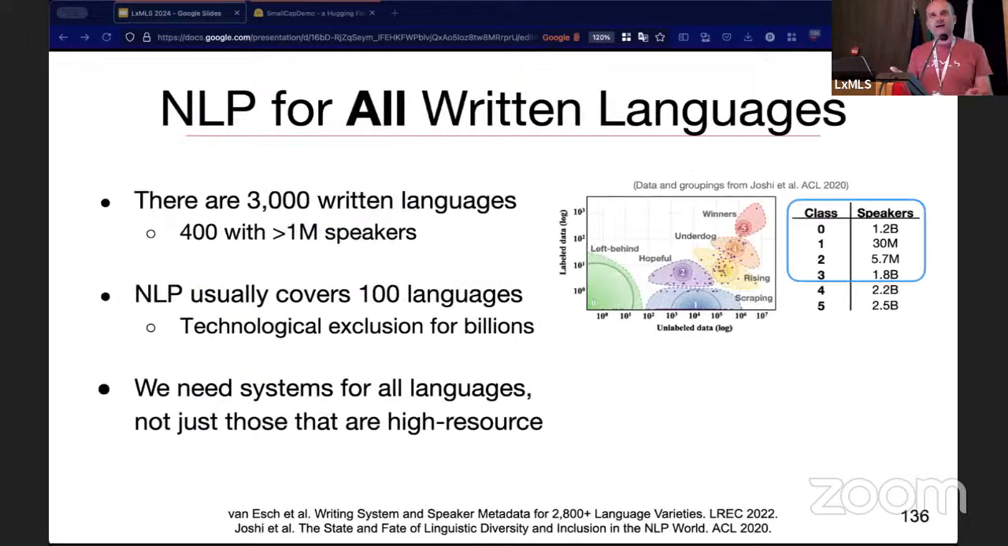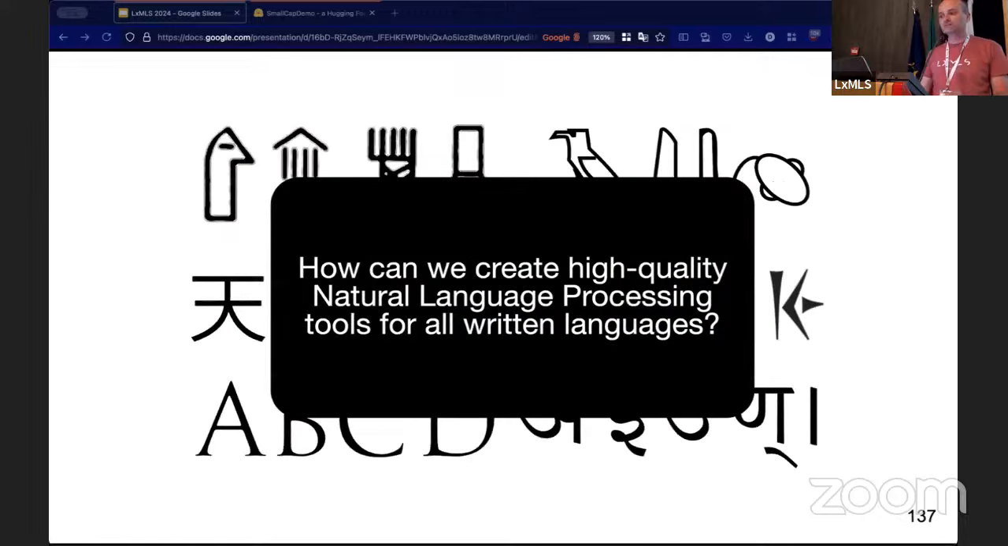And one thing I'm really passionate about is, instead of thinking about scale, to think about NLP for all written languages. There are 3,000 written languages in the world, of which 400 have at least 1 million speakers. And NLP has typically been covering about 100 to 150 languages, which results in technological exclusion for billions of people, as shown in this image here by Yoshi and colleagues. I think that we need to be able to create systems that people can use by themselves and develop within their own local contexts for languages that are not just high resource. And that's the question that we're trying to ask and answer here.